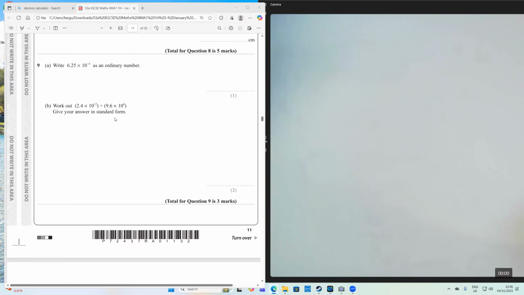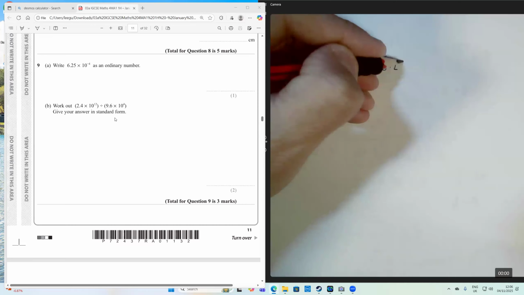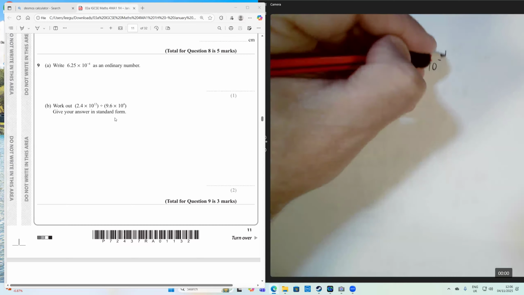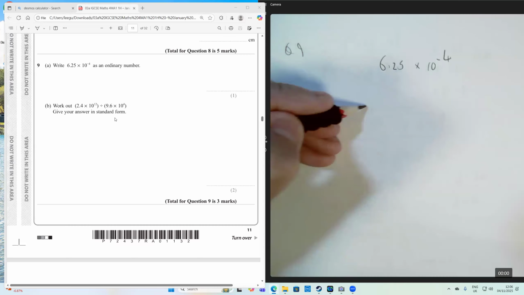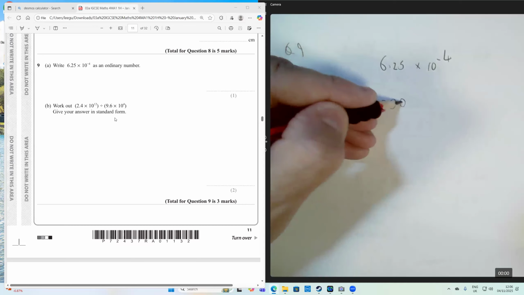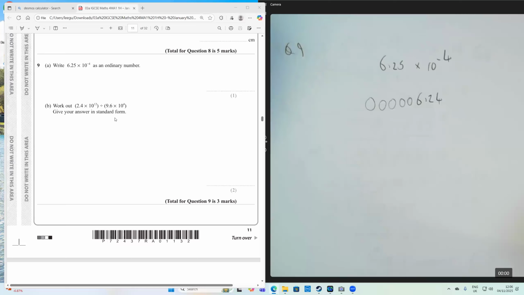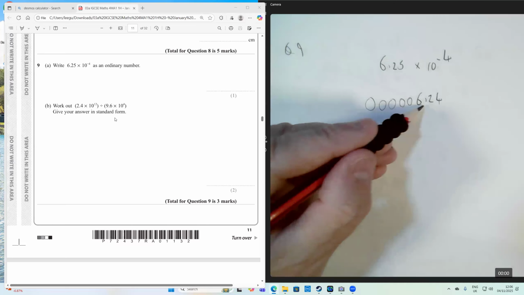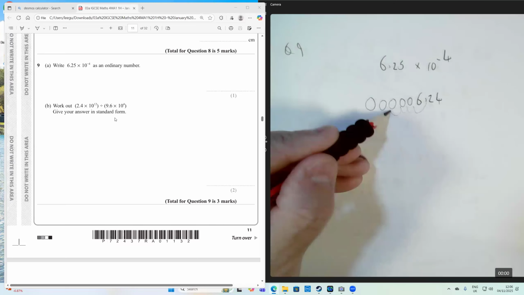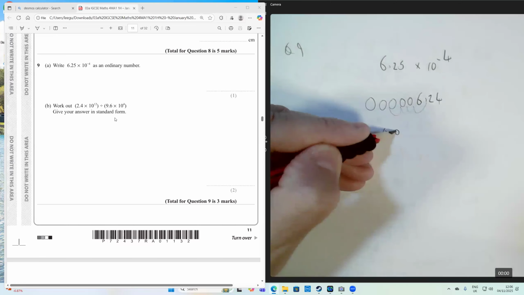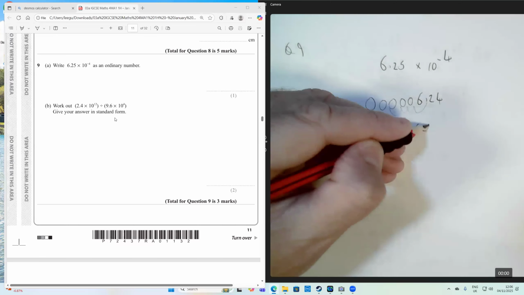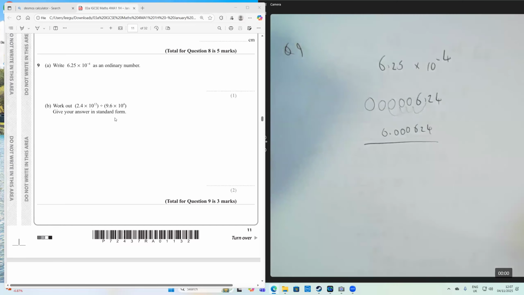Question 9. It says write 6.25 times 10 to the minus 4 as an ordinary number. So for these ones, I like to put a bunch of zeros in front of the number. And we're going to move the decimal point 4 places to the left. So 1, 2, 3, 4. So that's going to be 0.000625 as our answer as a regular number.